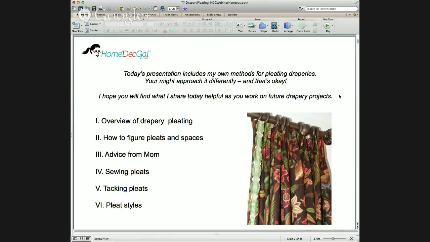I have some advice from my mom, who has been sewing window treatments for 50 years. She's a real whiz at pleating, and she actually really enjoys it because she's, like I talked about, more of a math-minded person. And she really likes that challenge. I'll show you how to approach sewing pleats, tacking pleats, and then we'll look at a few different pleat styles. This webinar or hangout today has 45 slides, so we should be done under an hour.